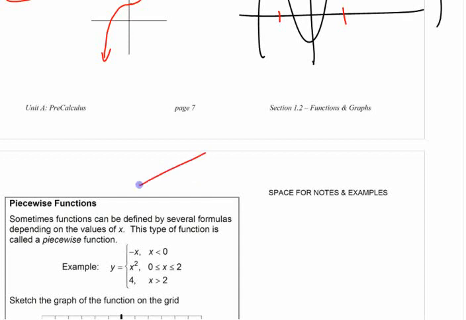Take a minute now to start having a look at piecewise functions, the next thing, if you haven't done that. I'm going to stop this.